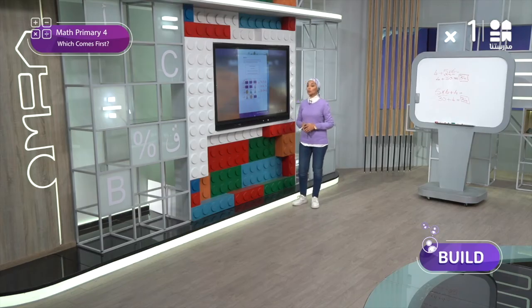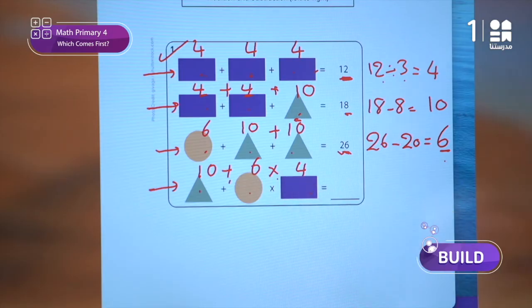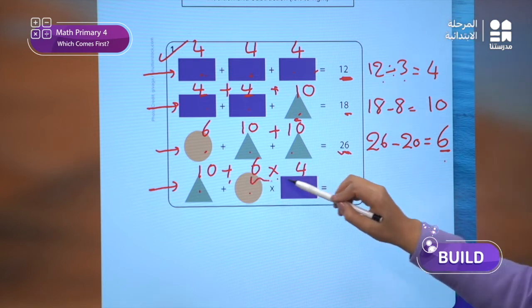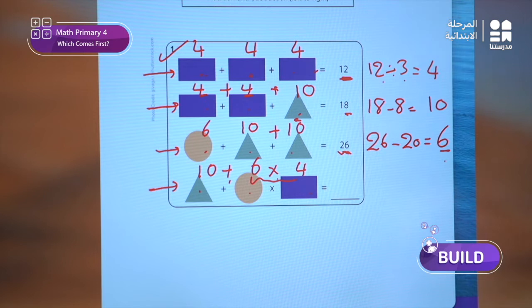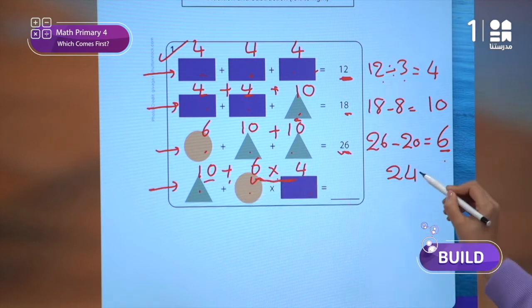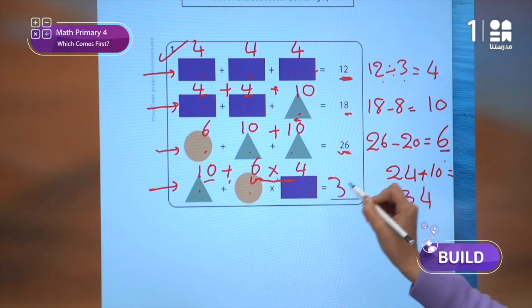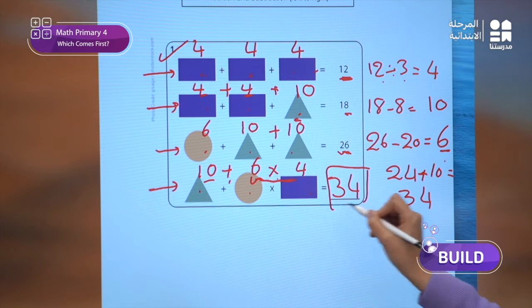Now we need to use the order of operations. Why? Because here I have plus and multiplication. So what should I do? Yes, as we agreed, I will multiply first. So 6 times 4 equals what? 6 times 4 equals 24. So I do 24 plus 10. 24 plus 10 equals what? 24 plus 10 equals 34. So my answer will be 34.